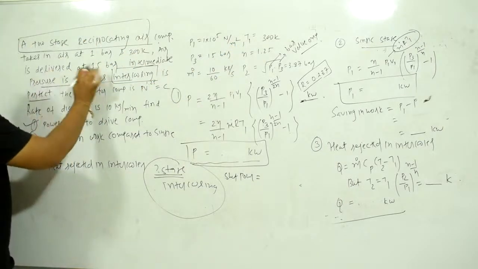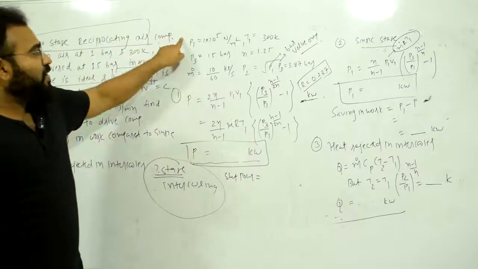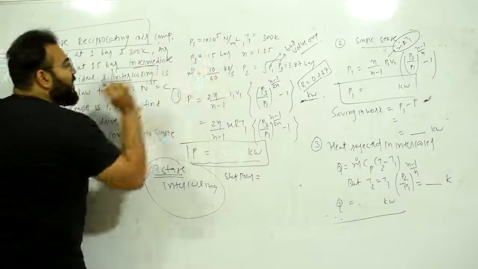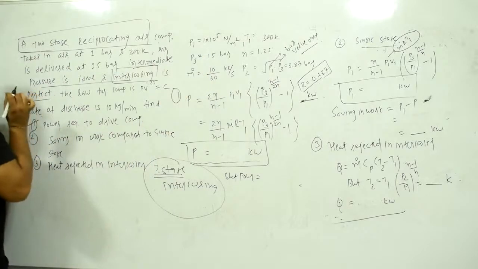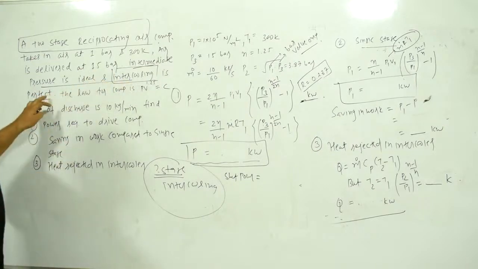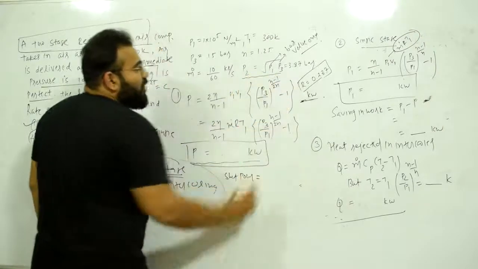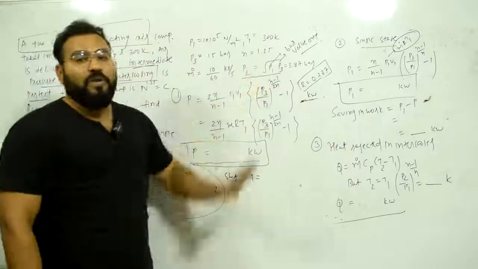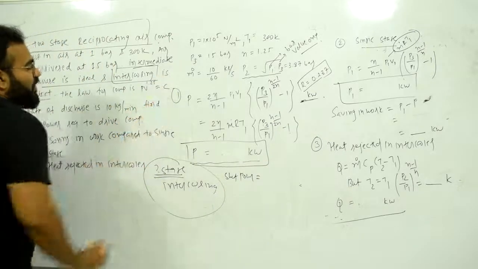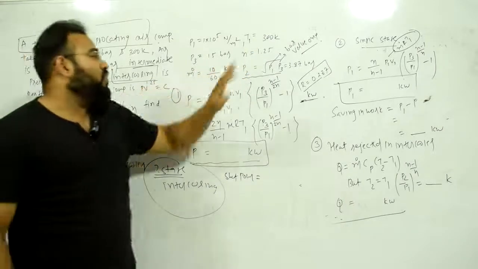Here the air is delivered at 15 bar, so the final pressure is given. We know that here there are two stages: P1 initial, P2 intermediate and P3 final. So final pressure P3 is given as 15 bar. Here he has given that the intermediate pressure is ideal and intercooling is perfect. Whenever perfect intercooling comes to your mind, always remember this equation: P2 = square root of P1 times P3. Here he says the law for compression is PV^1.25 = C. Compare with PV^n = C, so the compression index n is 1.25.